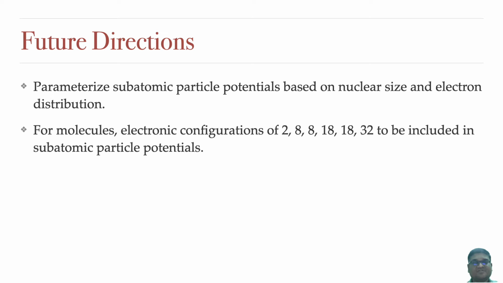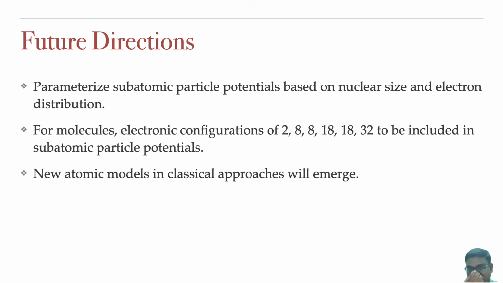And also we would like to include inert gas configurations. For example, for the oxygen molecule, we saw in this presentation that between the two oxygen atoms, when the oxygen atom has a noble gas configuration, it should have an inert behavior. So those noble gas configurations, these numbers, have to be included in the subatomic particle potentials as well, to run molecular dynamics and Monte Carlo simulations for molecules.